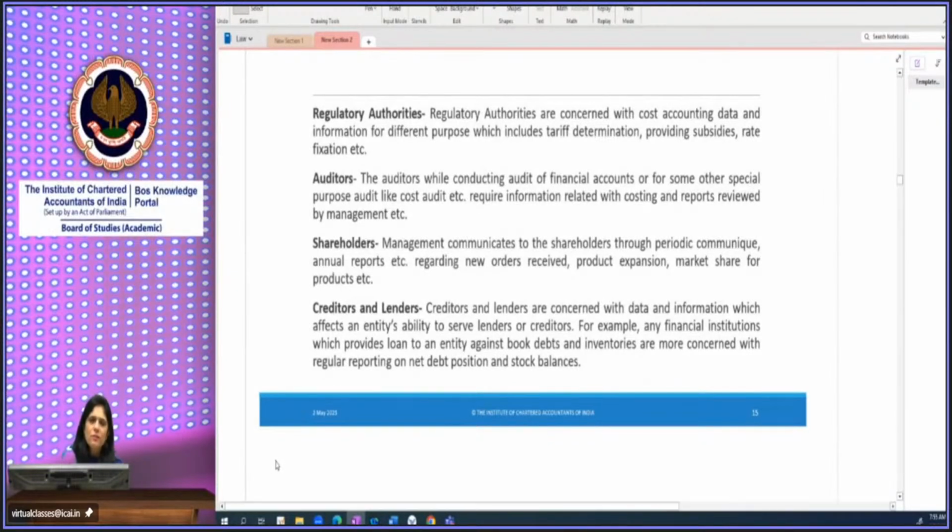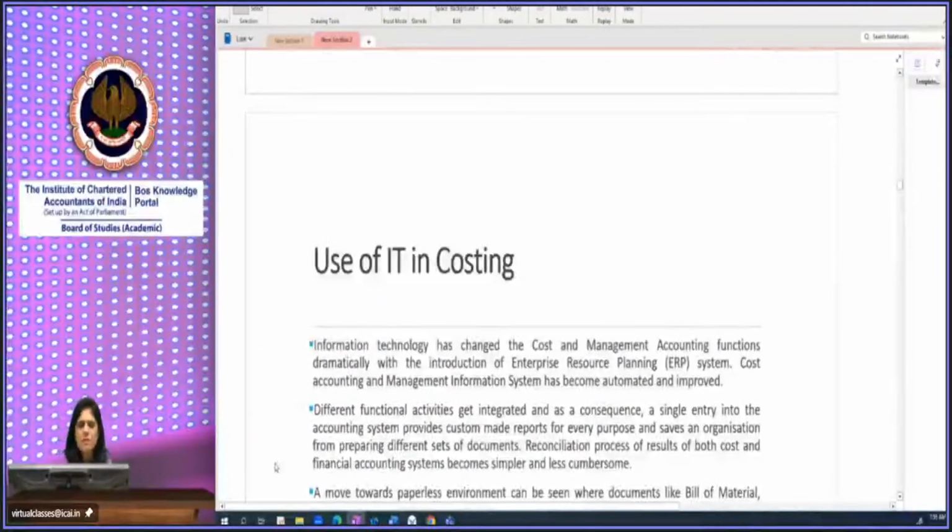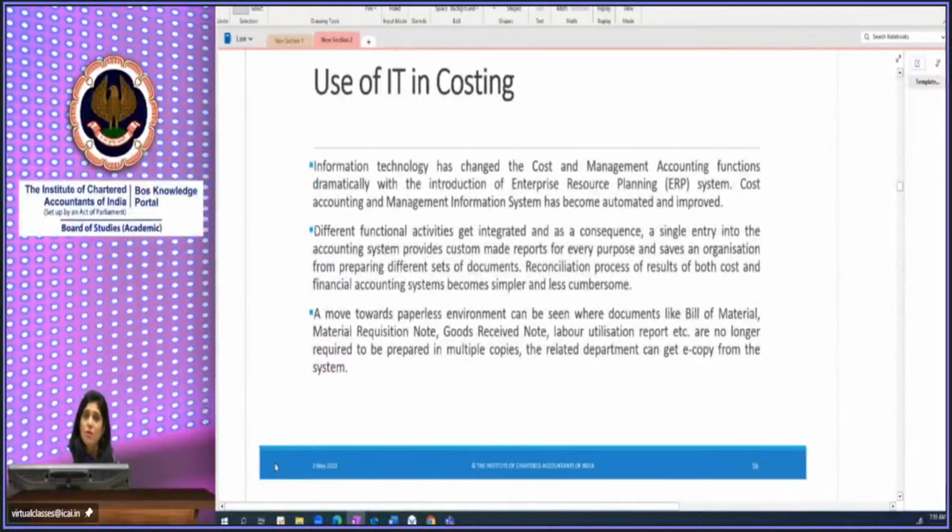All right. So that's all for internal and external users. I hope you have got an idea about the background of how the cost accounting system works, right? Then, use of IT in costing. Now, information technology, especially during COVID times, has actually helped the economy to bounce back. Otherwise, we were surviving on contactless deliveries and contactless work from home. So only IT has made it possible. And IT has also helped in the cost accounting system.